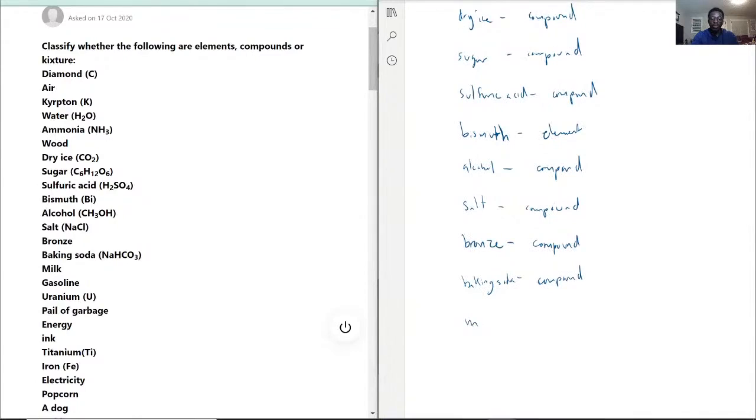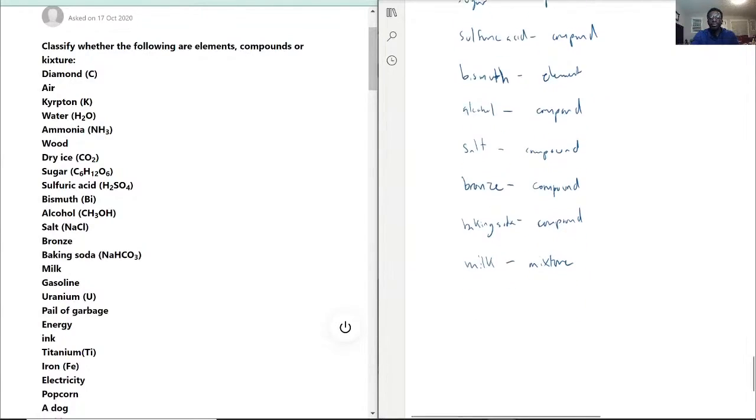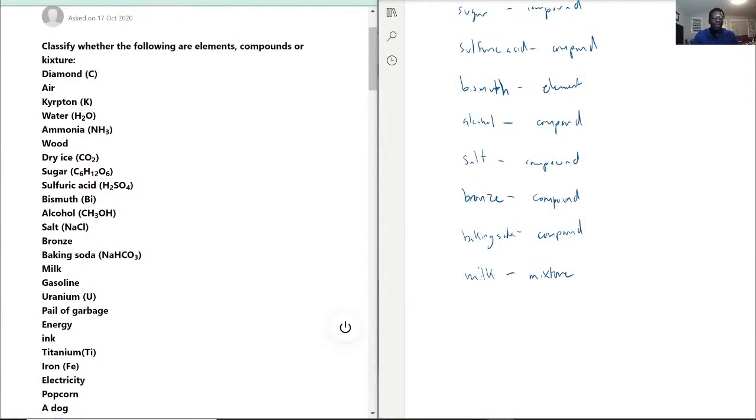Milk. Surprise, surprise, actually a mixture. Because just as you see 2% milk, 5% milk, you can tell from the percentage, a lot of it, as the name implies, is actually water. And then the other is like the actual lactose compound in there. And that's what constitutes milk.